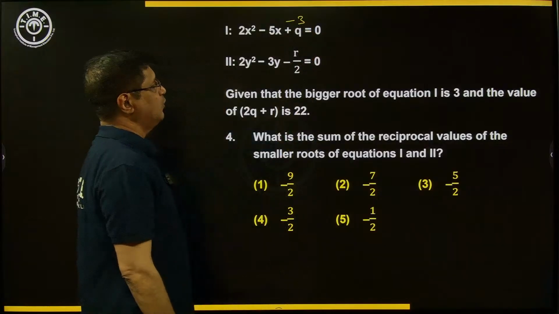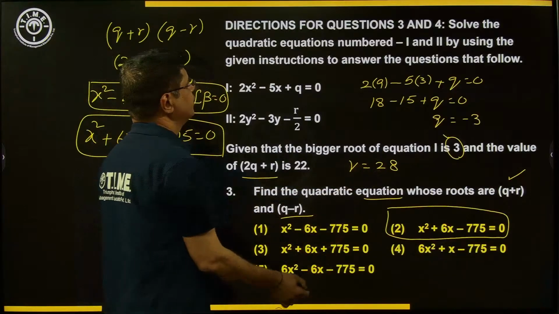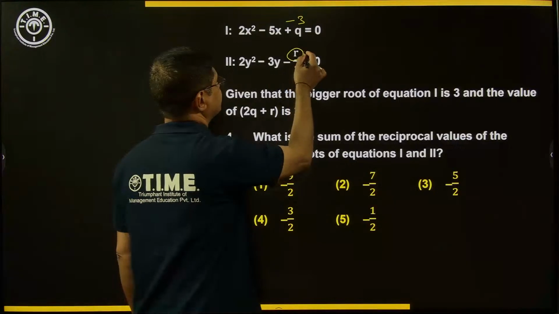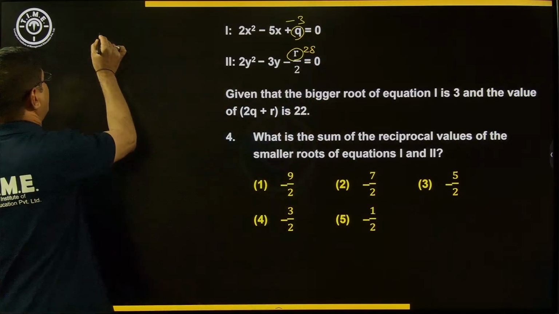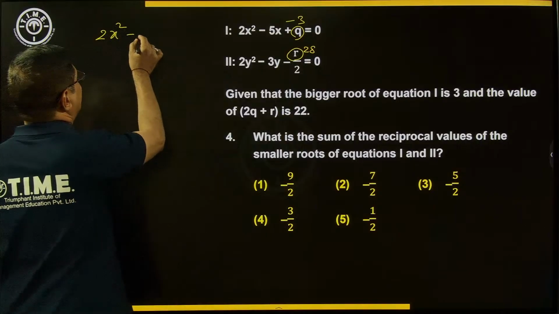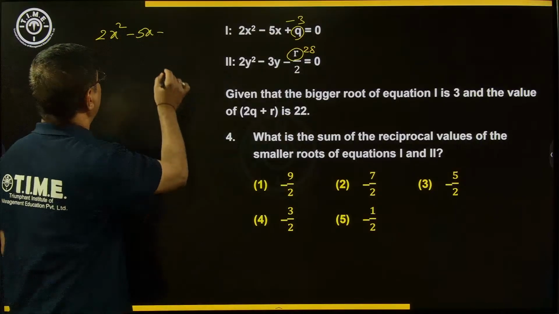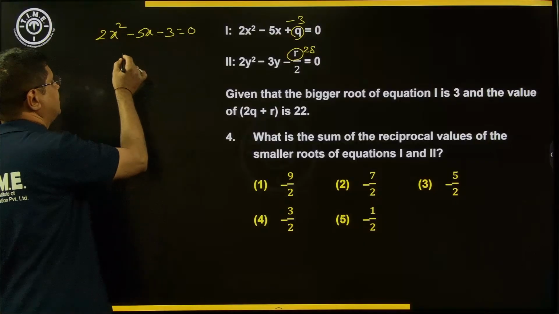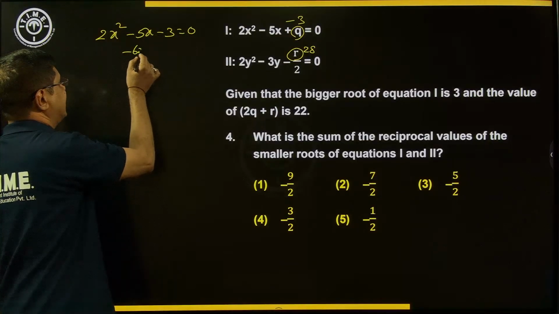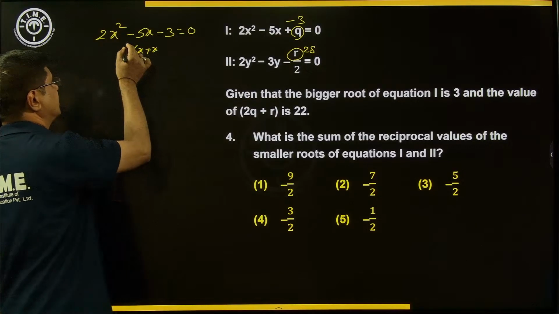What about the R value? R is equal to 28. Substitute here. So what is the result? 2x square minus 5x minus 3 is equal to 0. Now the factors here are minus 6x plus x, that is equal to the middle term.